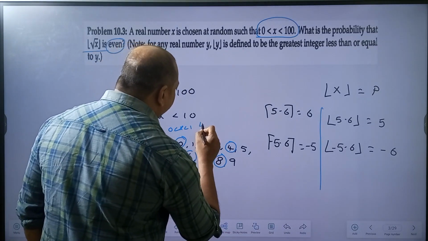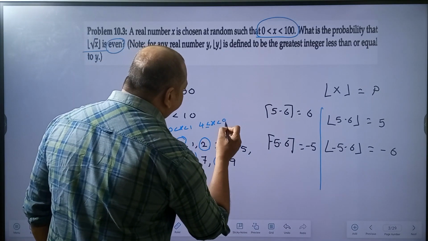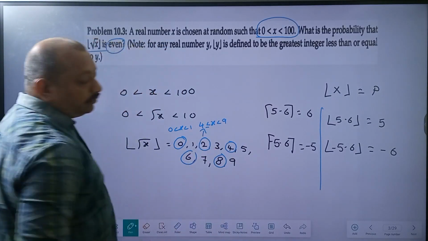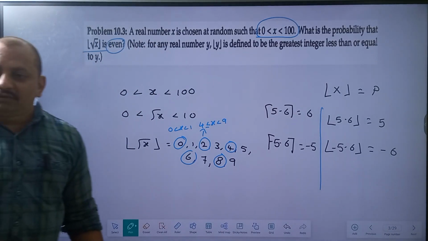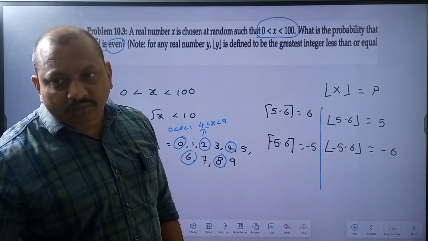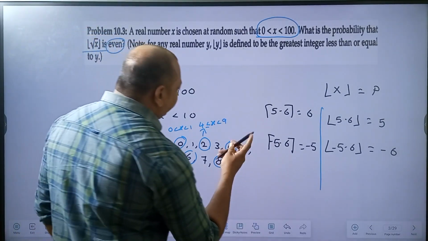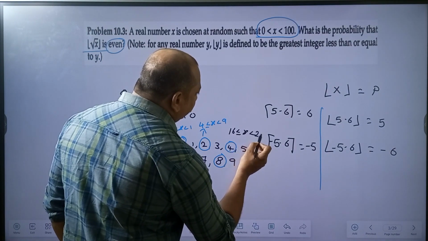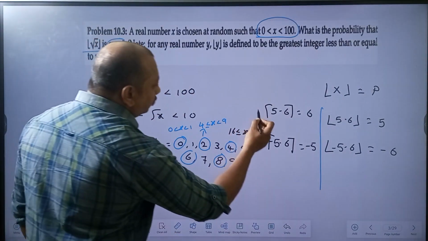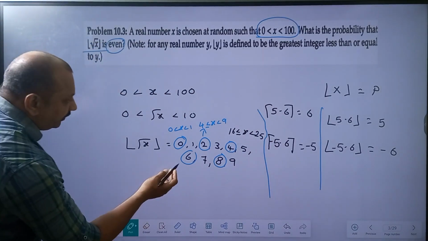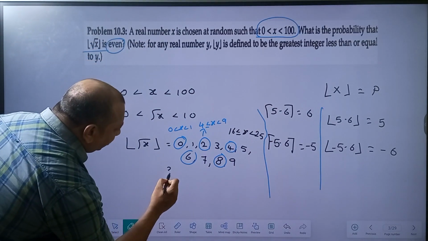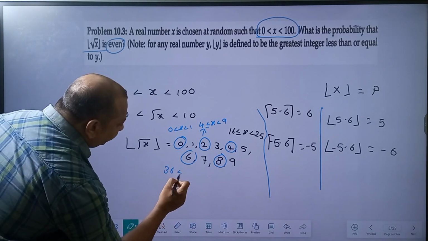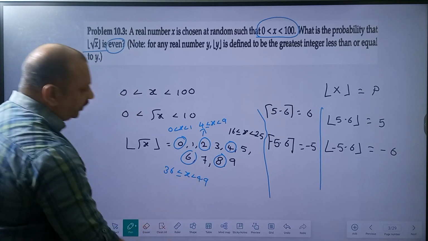In this case 4 less than or equal to x less than 9. And coming to this one, root 16 less than or equal to root x less than root 25, that's nothing but 16 less than or equal to x less than 25. Right, next one. Coming to this, root 36, that is nothing but 36 less than or equal to x less than 49.